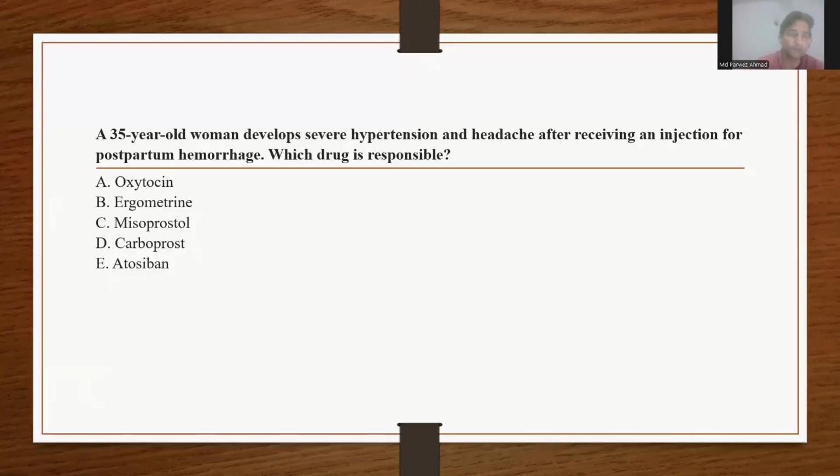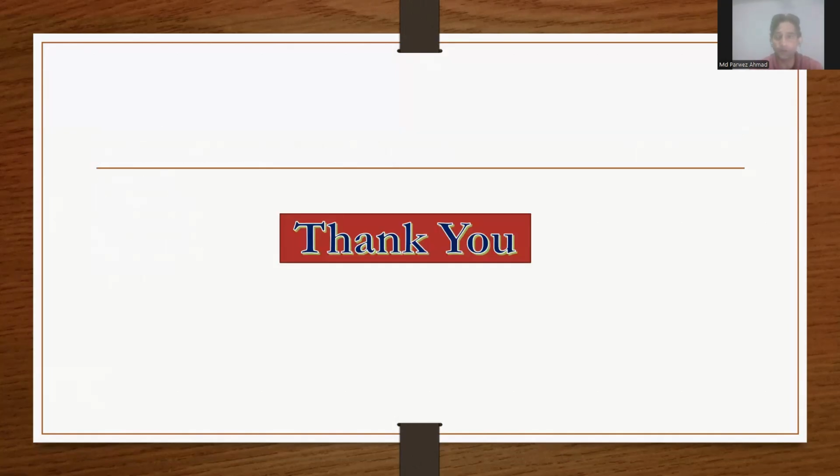On to the next question: a 35-year-old woman develops severe hypertension and headache after receiving an injection for postpartum care. Which drug is responsible? Options are oxytocin, ergometrine, vasopressin, carbetocin, and atosiban. Here, atosiban is the oxytocin receptor antagonist. The right answer is ergometrine. We know that ergometrine has a vasoconstrictor property and may raise the blood pressure. So here B is the right answer. Thank you, all of you.